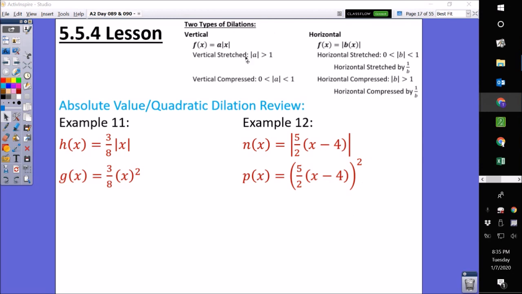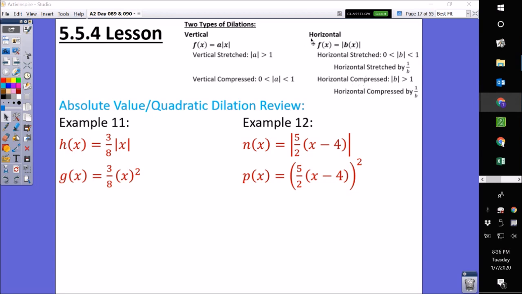At the very top is a little reminder that we have a vertical dilation and a horizontal dilation. For vertical, when the number outside the function is more than 1, it's a vertical stretch. When the outside number is less than 1, and again it has to be positive, it's a vertical compress. Horizontal is when the number is inside the function. When the number inside is less than 1, we classify it as horizontal stretch. If the inside number is greater than 1, you classify it as horizontal compress.